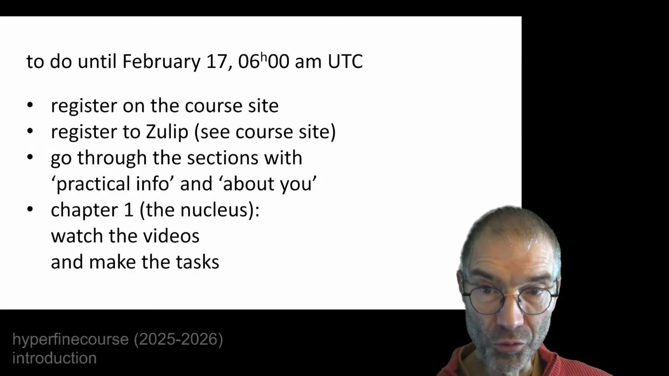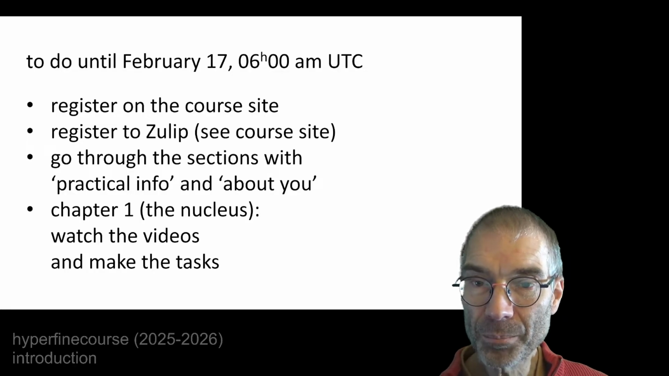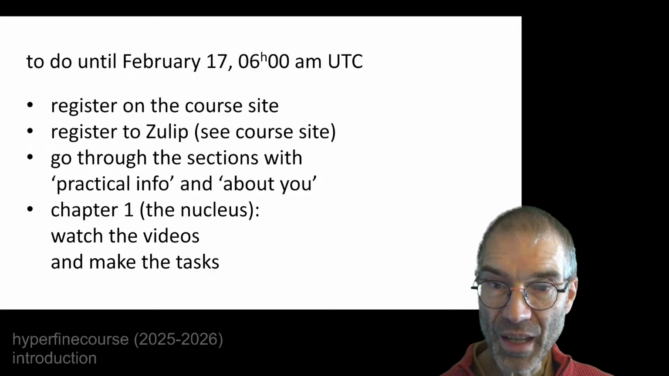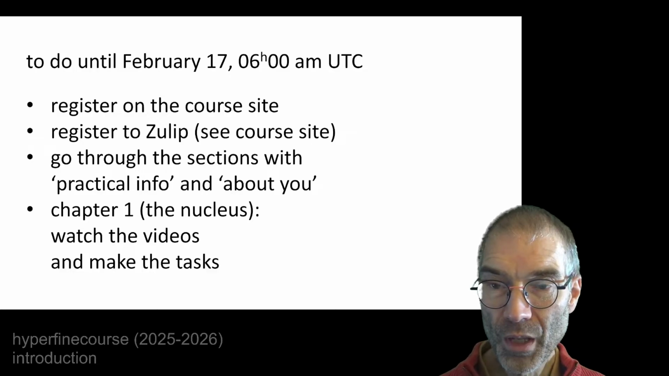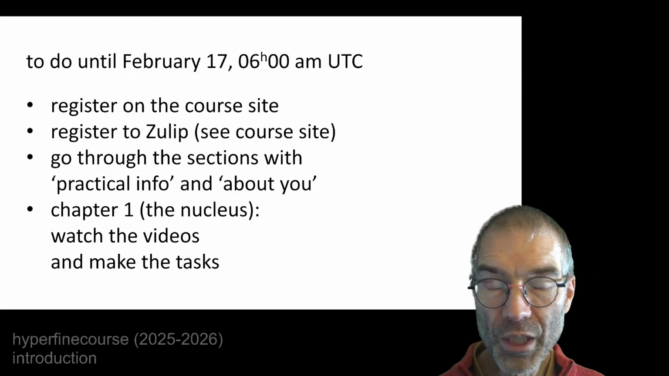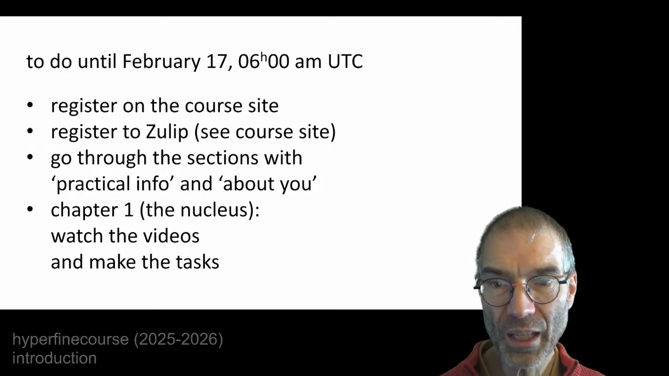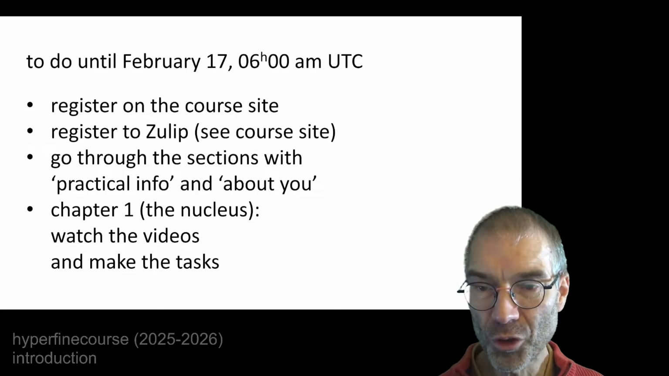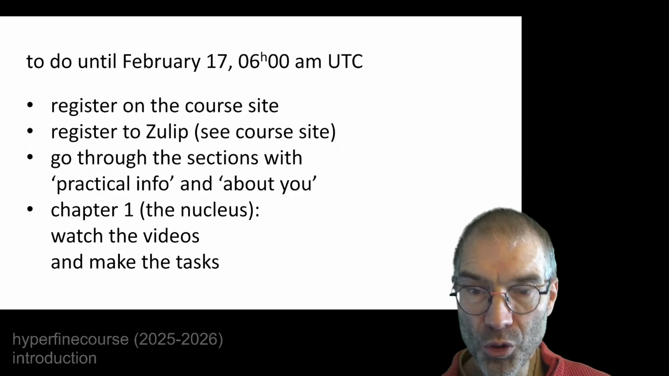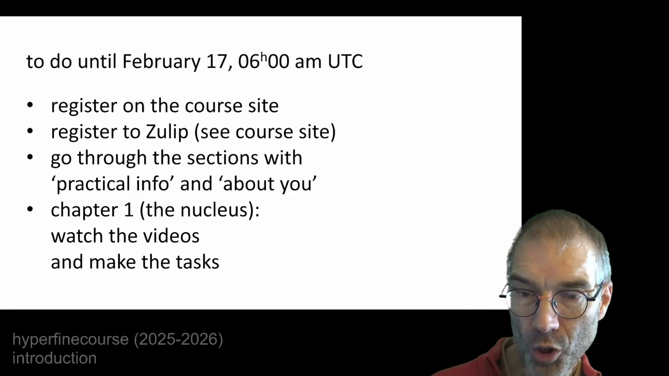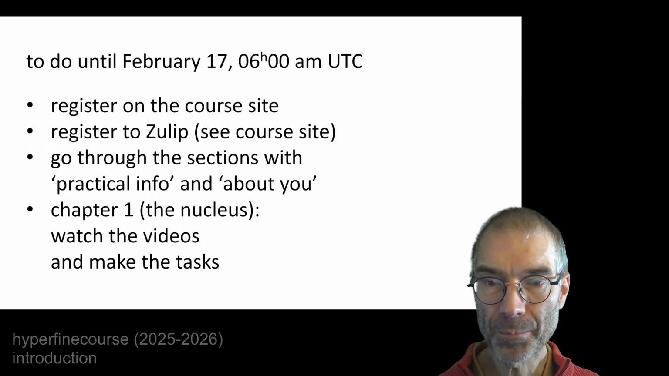Register yourself on the course site, register to the Zulip communication platform, read what has been provided at the sections with practical info and about you, which will not be much new. This will be basically everything I told you here, but it's good to be aware where that practical info is available in written form. And then do the scientific part for this week, Module 1 on the nucleus. Watch the videos of these topics and make the tasks that are listed there.